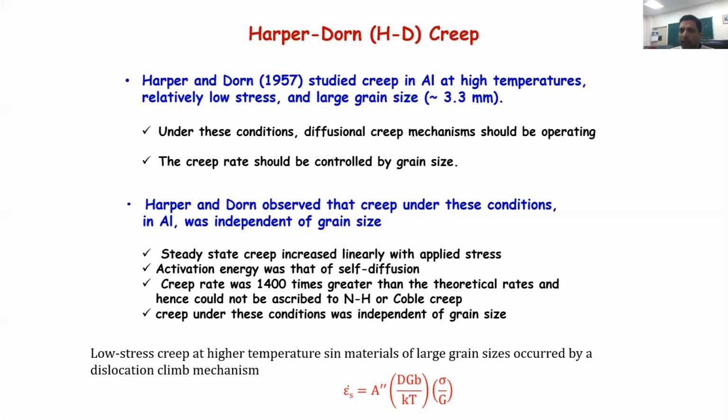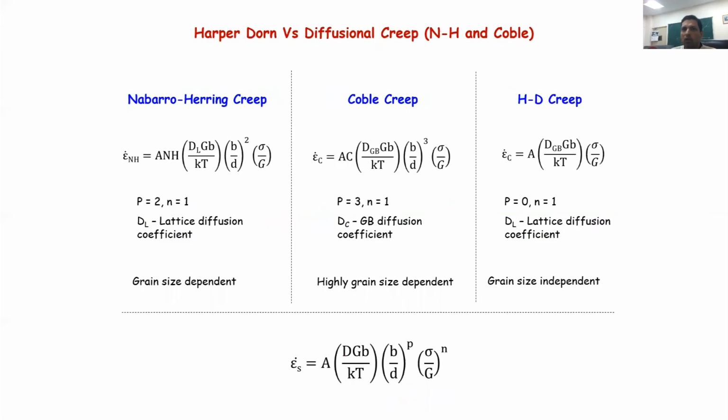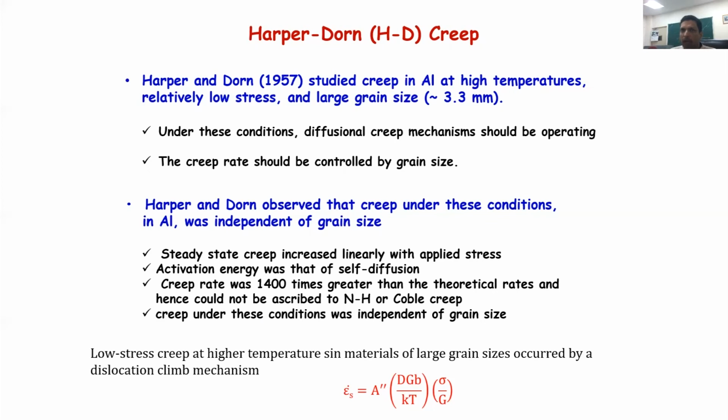So what they finally concluded was that it was a low stress creep at high temperature, where materials with very large grain size can deform by a dislocation climb mechanism. So even for very large grain size, the dislocation climb mechanism can start to operate. And in that case, you can have a strain rate something like this. So here sigma by G is raised to the power 1 and not 3 as it was for other dislocation mechanisms.